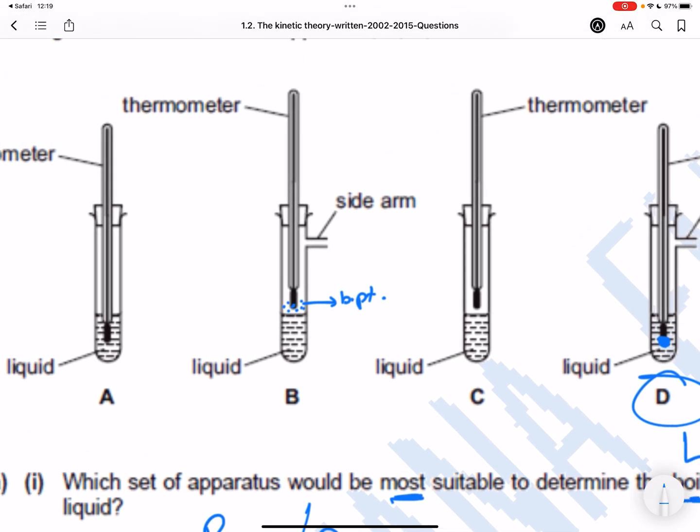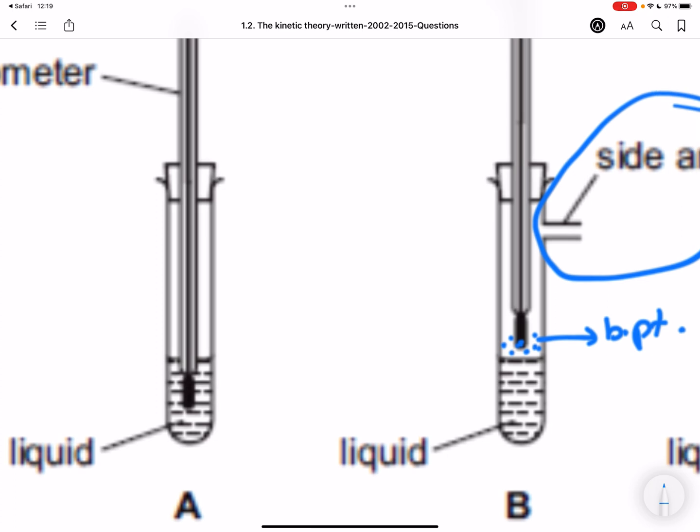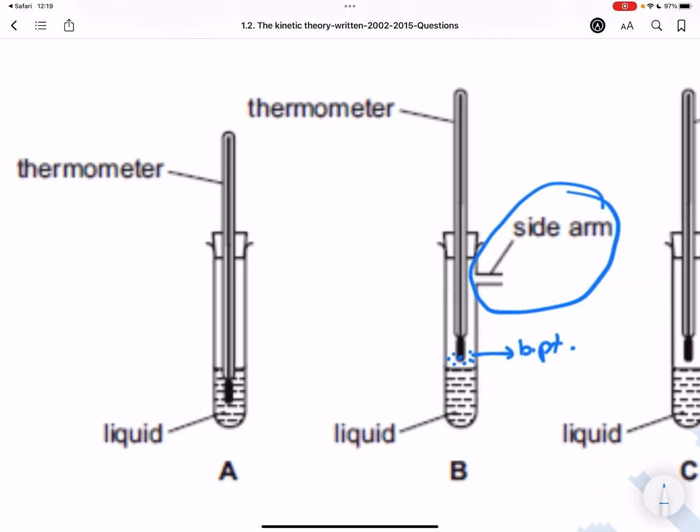Now, question, why are A and C wrong? A and C are completely shut down test tubes with no side arm, no openings, no place for the gas to escape. So what you're doing here is you're boiling the liquid. It's going to be a gas right here, and you keep increasing the temperature, right? Because you're boiling here. And this gas is going to be hotter and hotter and hotter.